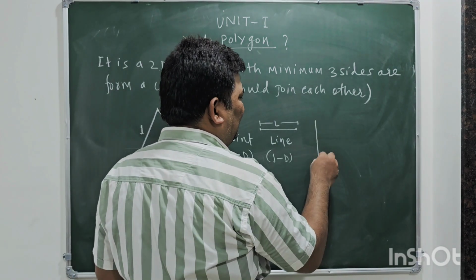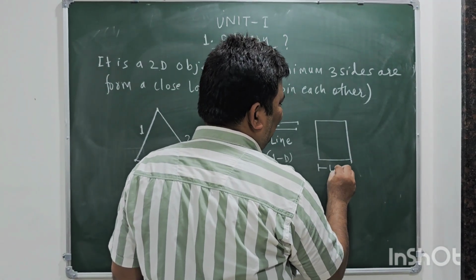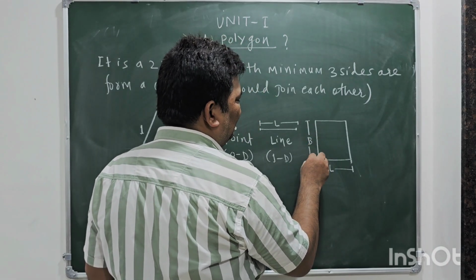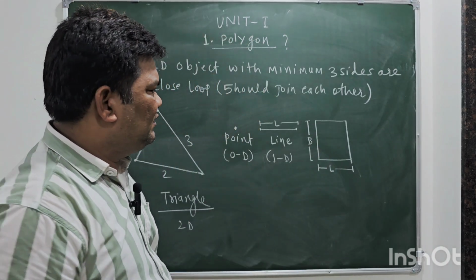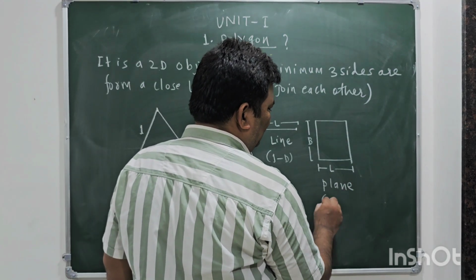After that, we have at least two dimensions. This is one dimension, the length, and another dimension here will be, let's say, the breadth. Okay, now there are two dimensions. So this figure is called a plane. Two dimension.